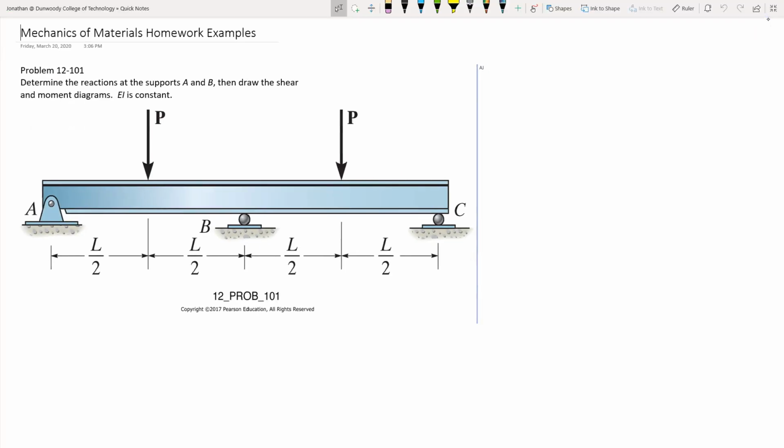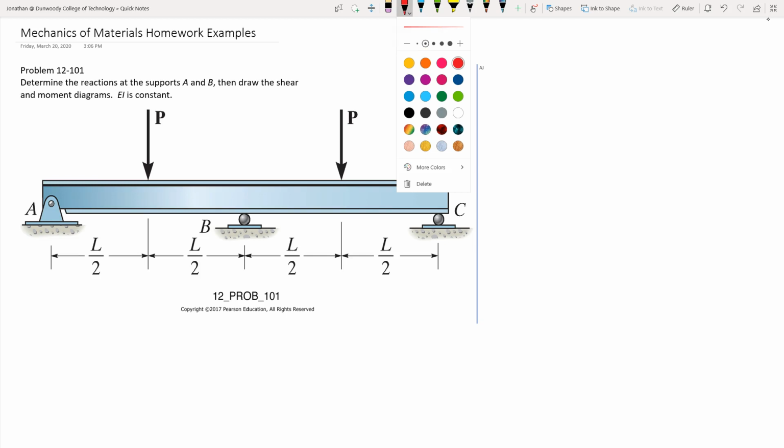Okay, welcome to a homework video where we'll work through Mechanics of Materials, problem 12-101. I'm going to try this in OneNote so we get a little bit more room. I'm not going to have to jump back and forth between slides and whatnot. Let me just change the pen here a little bit.